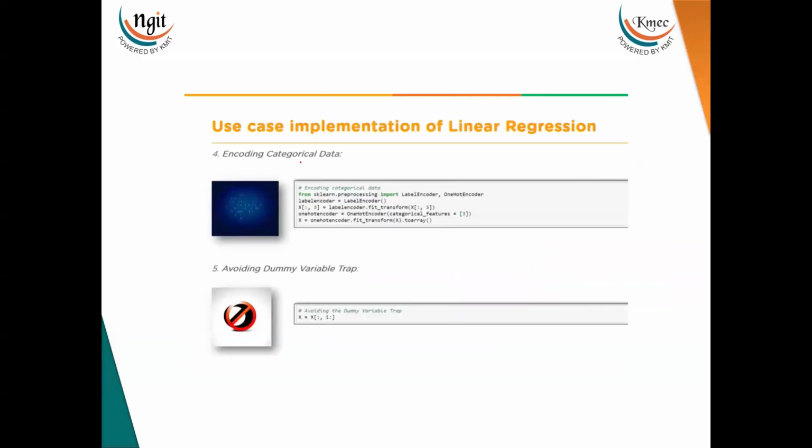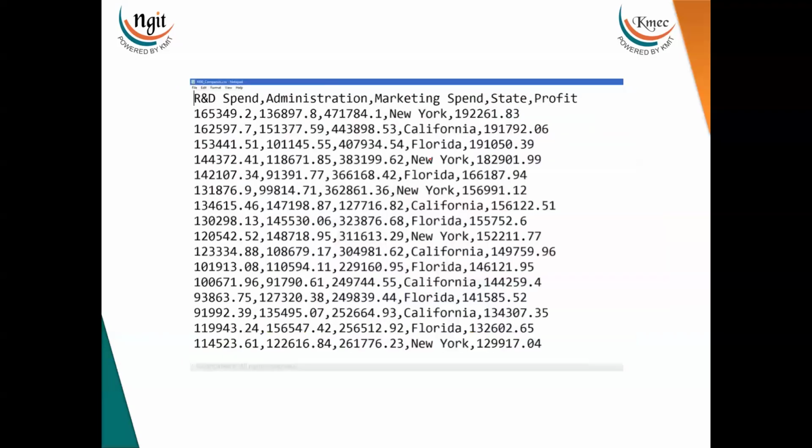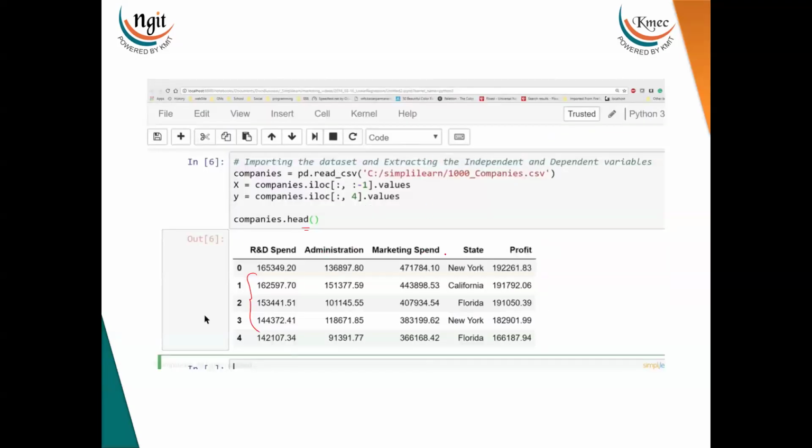And the next one is encoding the categorical data. In the data pre-processing step, I told you we have to encode the categorical data. What do you mean by this categorical data? See here, this is the data set. When you see this data set, observe this state column.